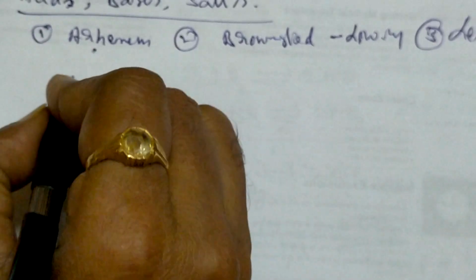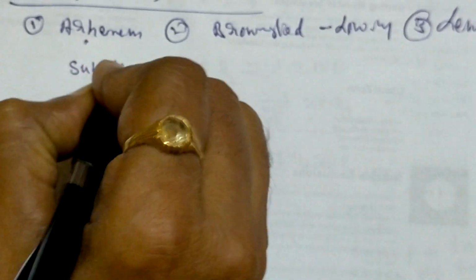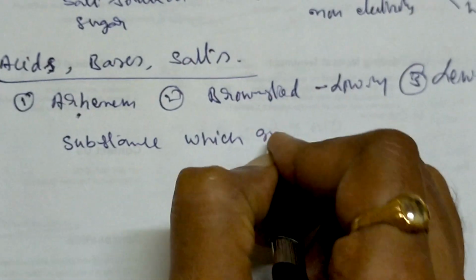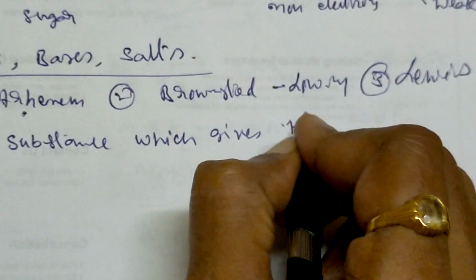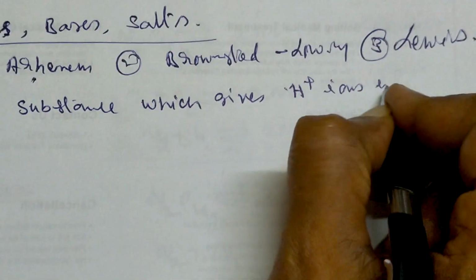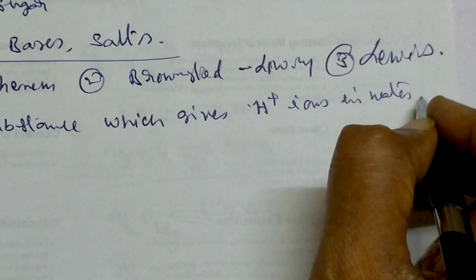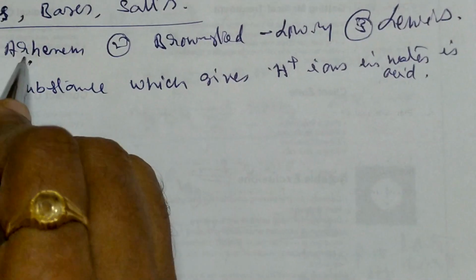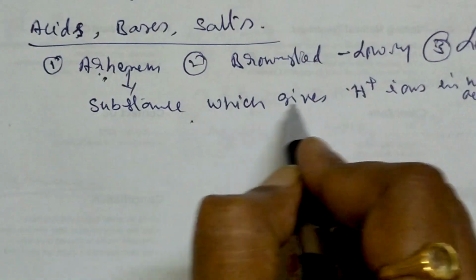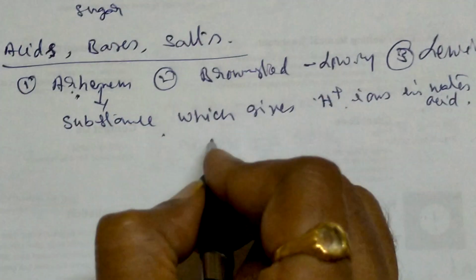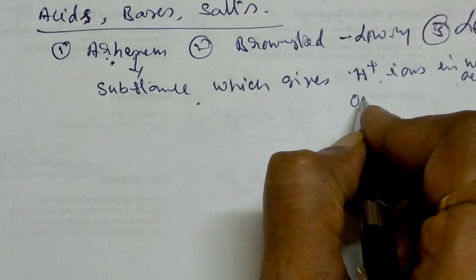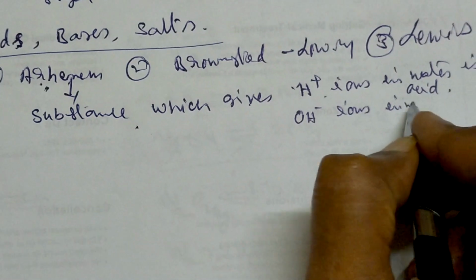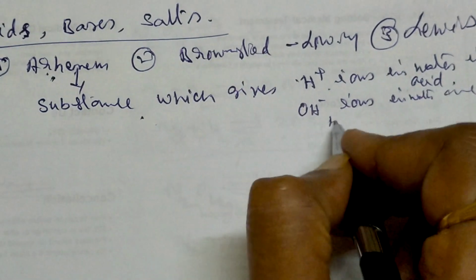a substance which gives H plus ions in water is an acid. As per Arrhenius, substances which give H plus ions in water are acids. Substances which give OH minus ions in water are bases.